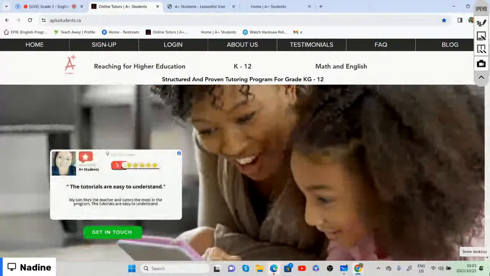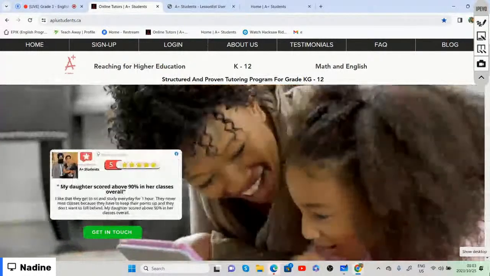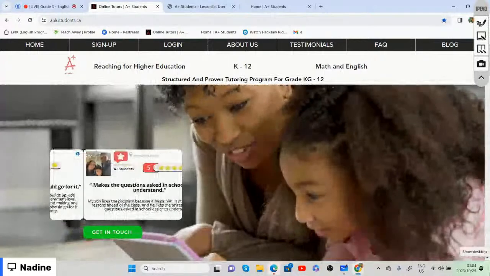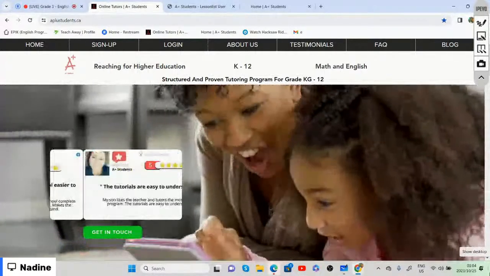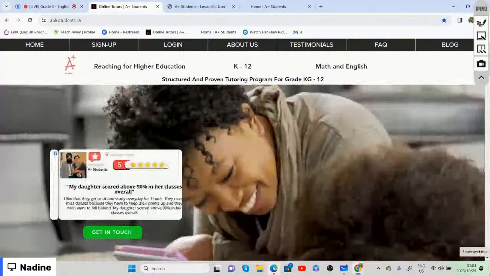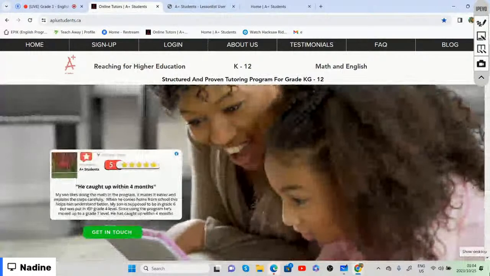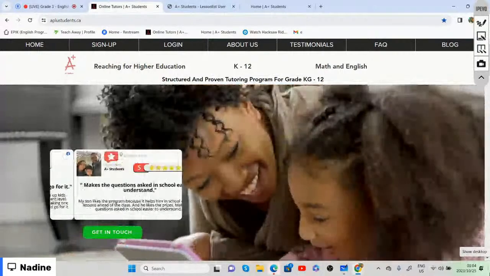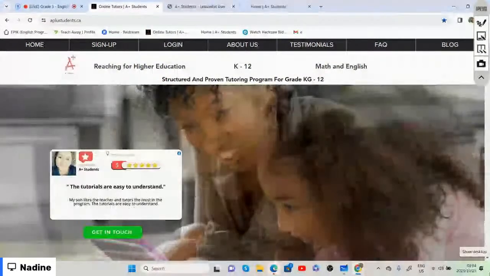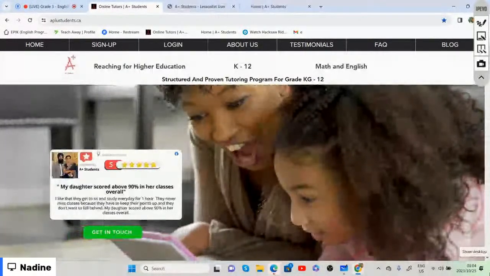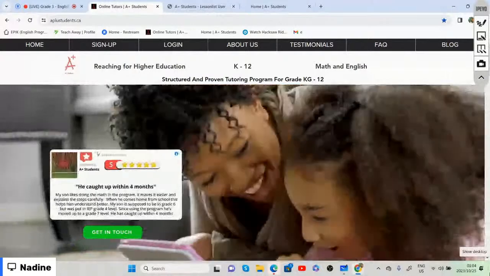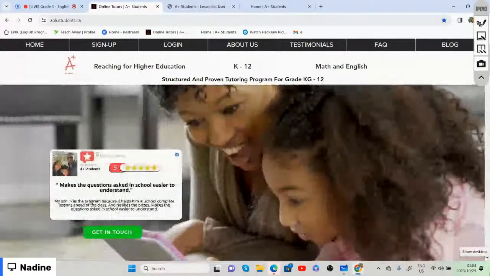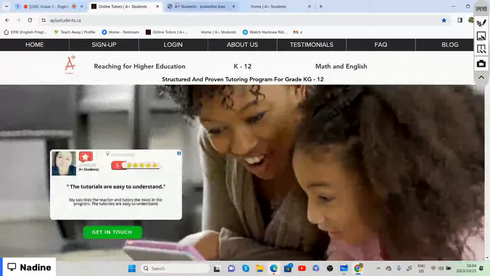So we are doing our grade 3 English lesson on prefixes and suffixes. And before we start, we're going to log into aplusstudents.ca. We're going to log in with our username as well as our password. Once we've logged in, we are going to select the subject of language arts, grade 3. And then we're going to scroll down until we get to the chapter of prefixes and suffixes.